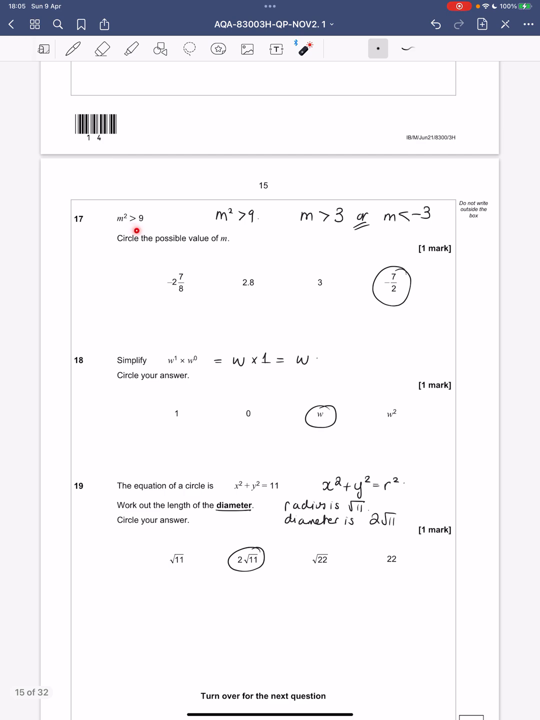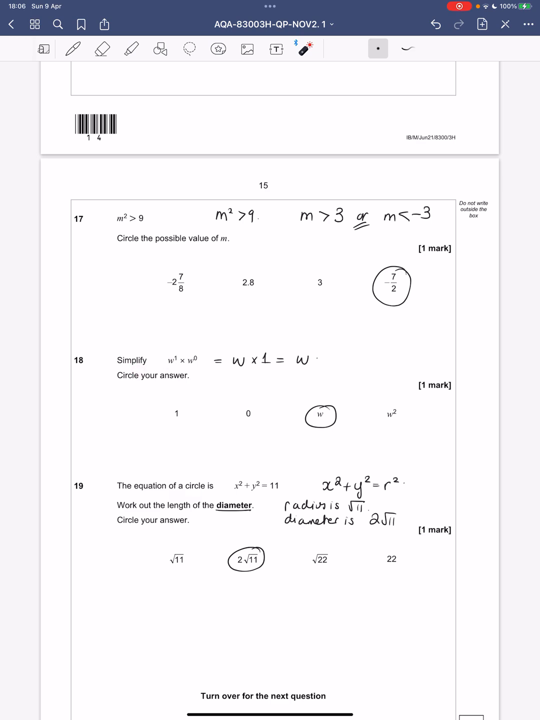Number 17, m squared is greater than 9. So if m squared is greater than 9, m is either greater than 3 or m is less than minus 3. That's the fact. You can test it on your calculator anyway. It's minus 7 over 2. That's the one. That squared is more than 9, because minus times minus makes a plus. So it's actually 49 over 4, which is 12 1/4.